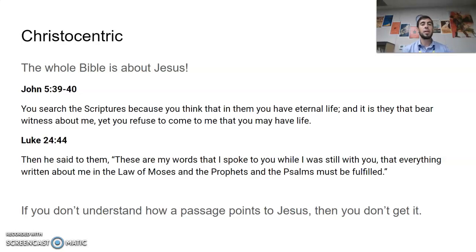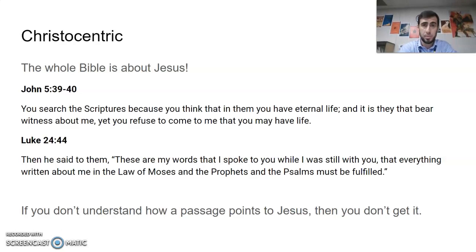Luke 24, "Then he said to them, these are my words that I spoke to you while I was still with you, that everything written about me in the law of Moses and the prophets and the Psalms must be fulfilled." Right? A way that the Hebrews would think of their Old Testament was law and prophets and writings. Well, he says the law and the prophets and the Psalms, which would have been considered within the writings. He's really saying everything in the Old Testament is about me, and I came to fulfill it. So we have from the mouth of our Savior that the Old Testament is entirely about him.